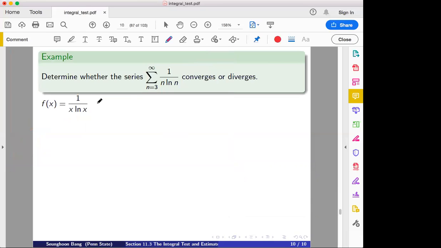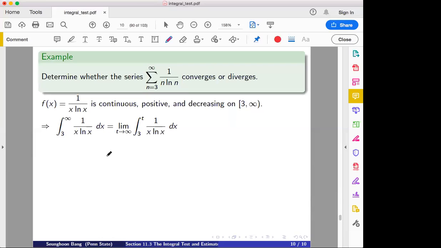Another one. This is also decreasing. The bottom is increasing, so the fraction is decreasing. We have continuous, positive, decreasing. We can use the integral test. You can define the improper integral from 3 to infinity of 1 over x ln of x. Change it to the limit, as t approaches infinity, of the definite integral from 3 to t of 1 over x times ln of x dx.